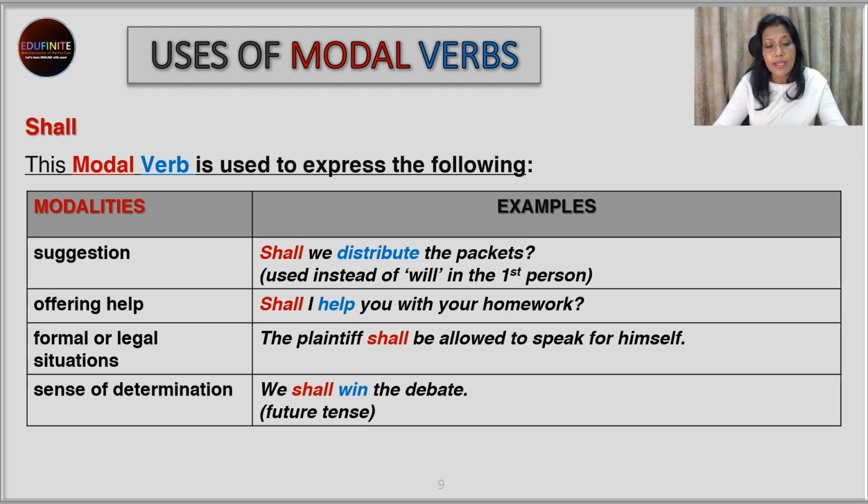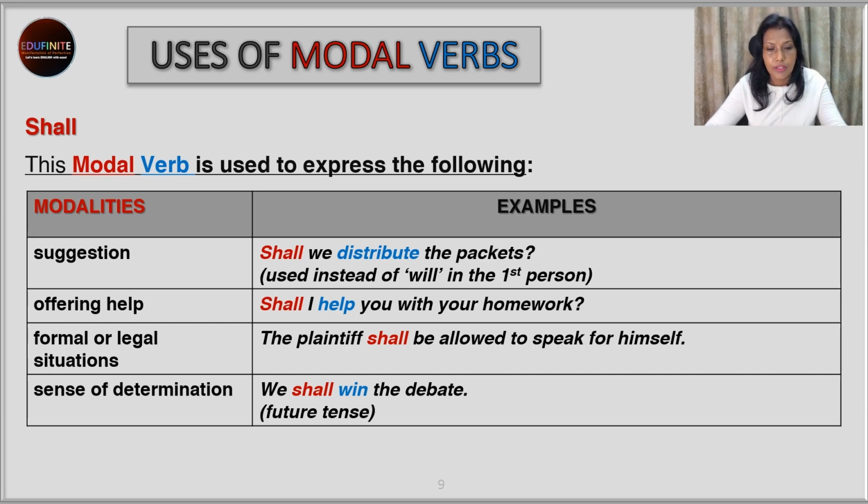Well, the next one is sense of determination. When there is sense of determination, what do we say? We shall win the debate. That's again referring to the future tense. Maybe the debate is tomorrow or the day after, but we are speculating as a team that we shall win the debate. We are being determined. We have to win it. That is, we shall win the debate.